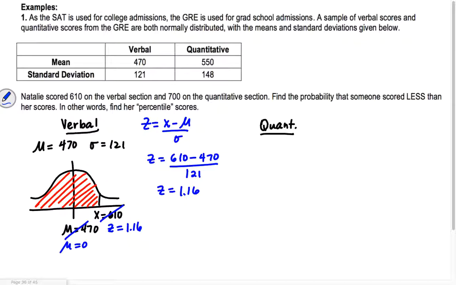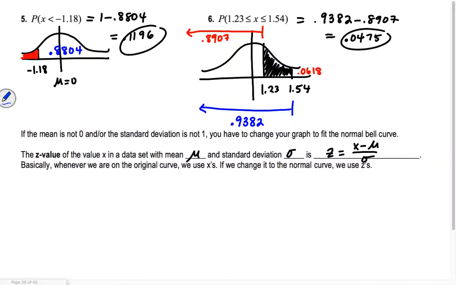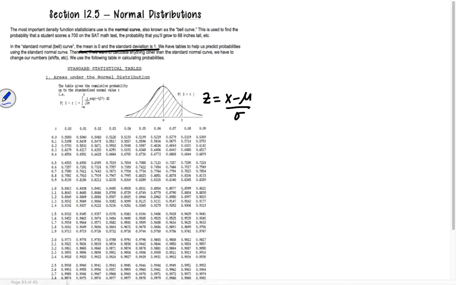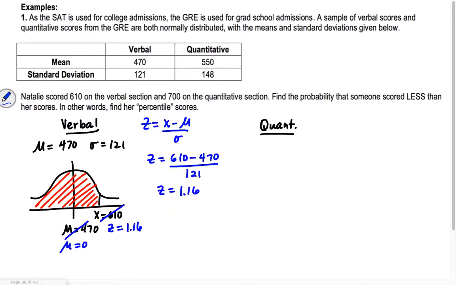So now we've changed all of our numbers, so now we can do exactly what we did before. That's all we're doing, just changing our numbers so we can use this chart. So we go to 1.16 on our chart. Go down to 1.1 and then go over to 1.16. It says 0.8770. That's the area under this curve, 0.8770, so that's our probability.